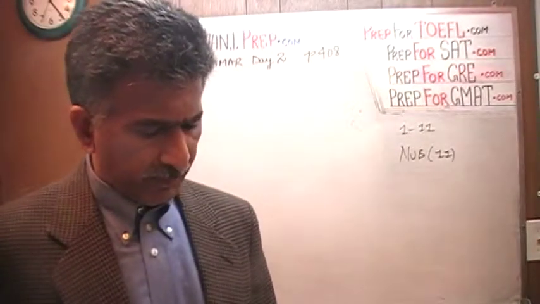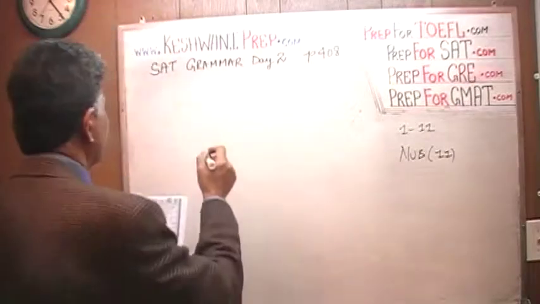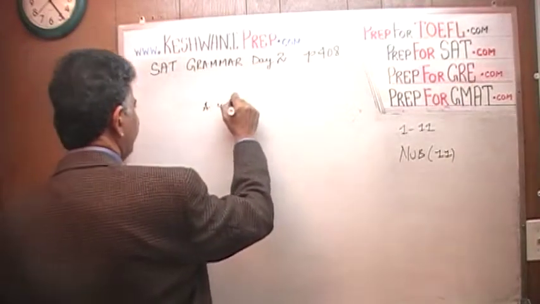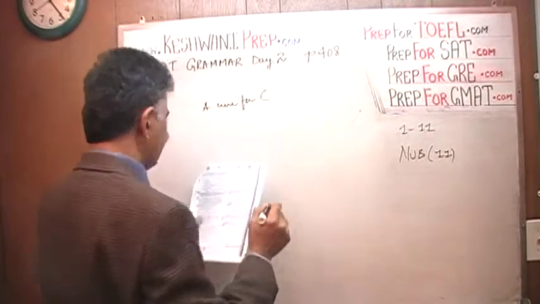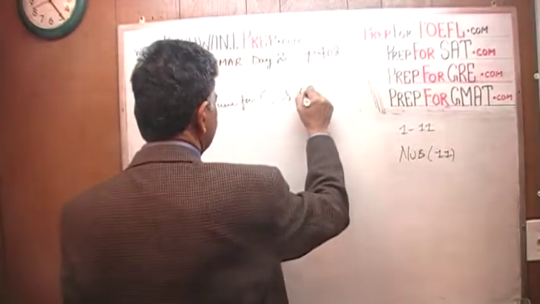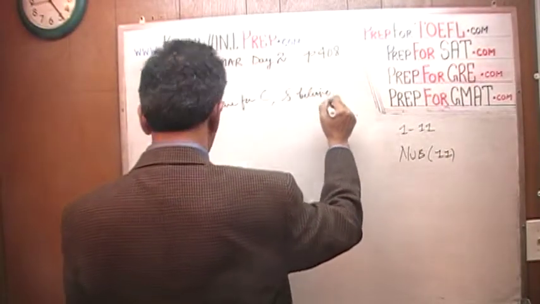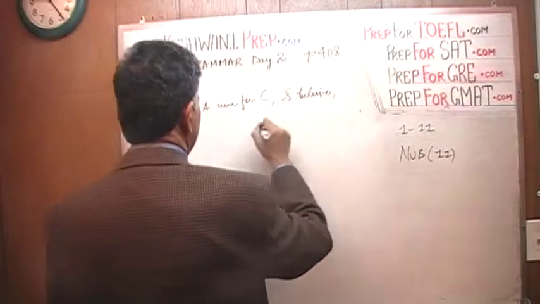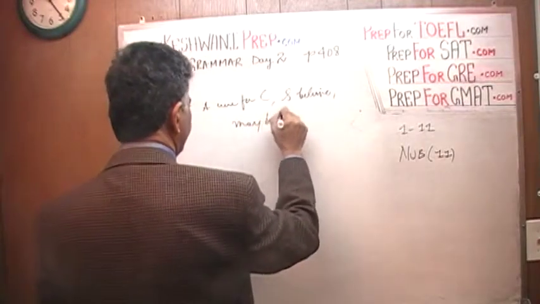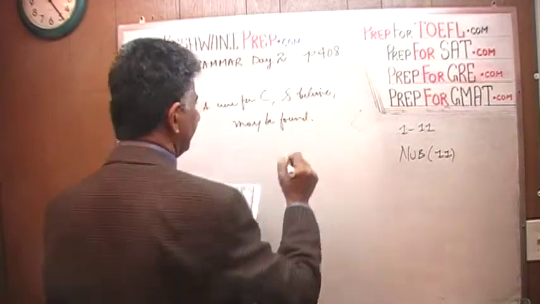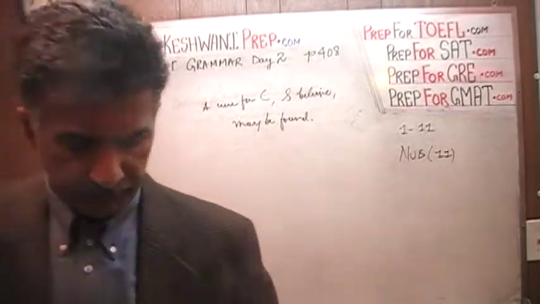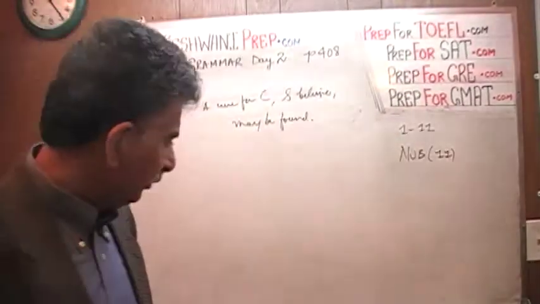A cure for some kind of cancer. A cure for cancer, scientists believe, may be found. That's it. That is the gist of the sentence. That is the nub of the sentence. And that's all you need to concentrate on.